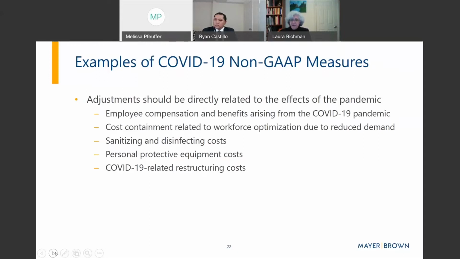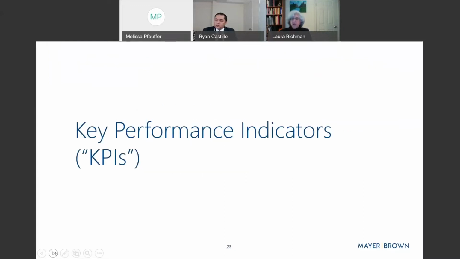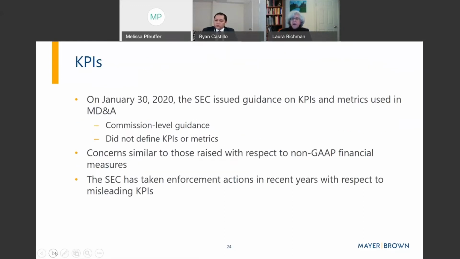So now let's go to slide 24 and segue over to key performance indicators. And the SEC provided guidance in the MD&A context about a year ago.